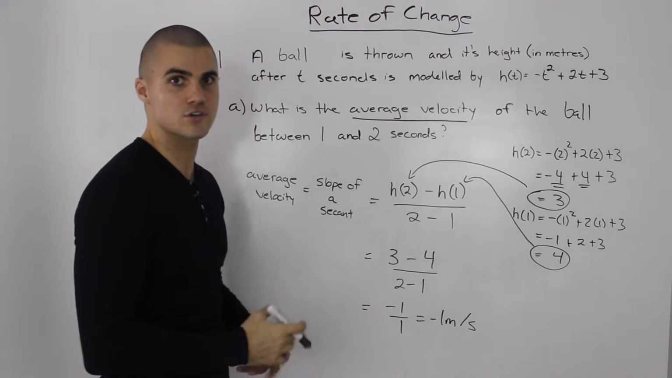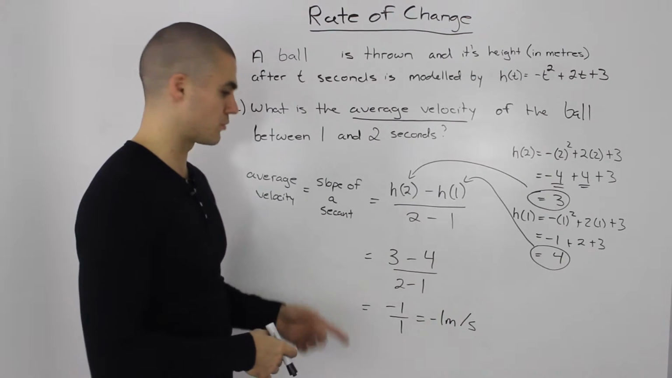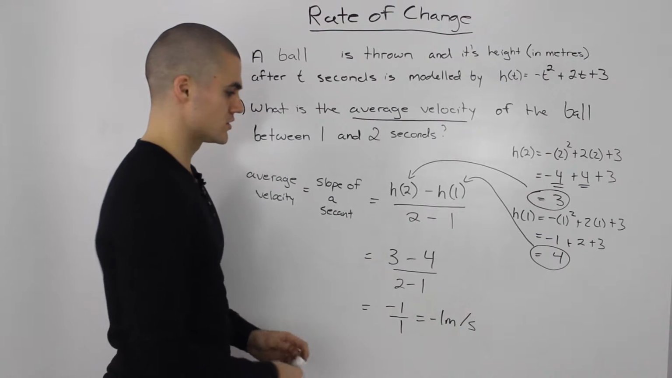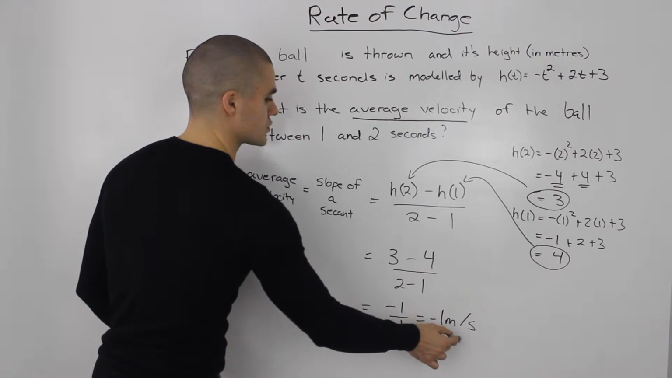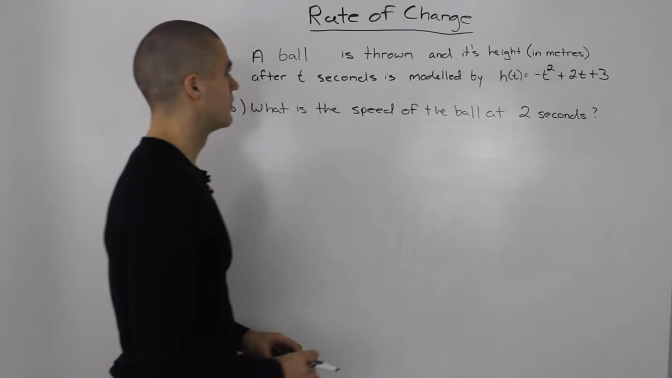And what was the definition of rate of change? How much is the dependent variable changing per 1 unit change in the independent variable? So be careful with your units here. Make sure that you write them down. Your teacher might dock marks if you don't.